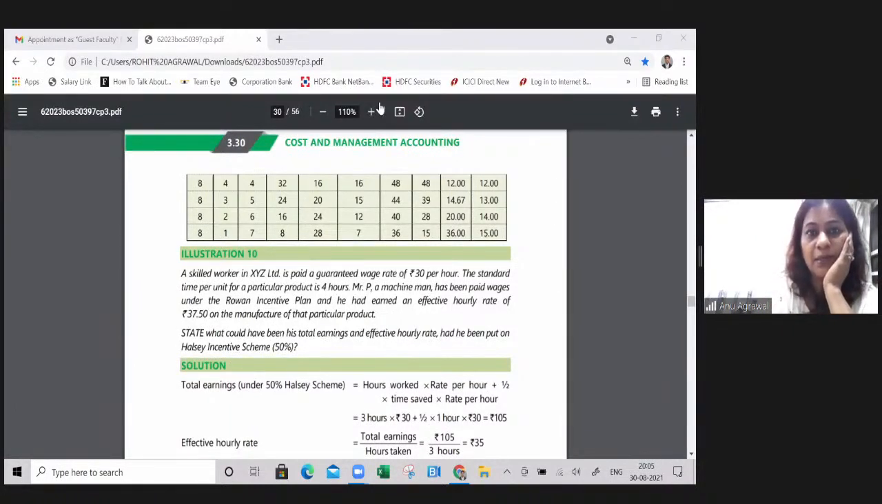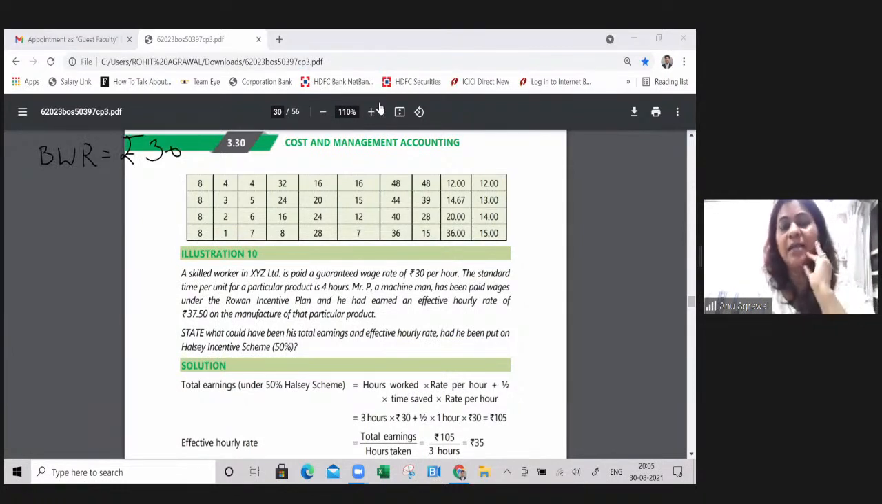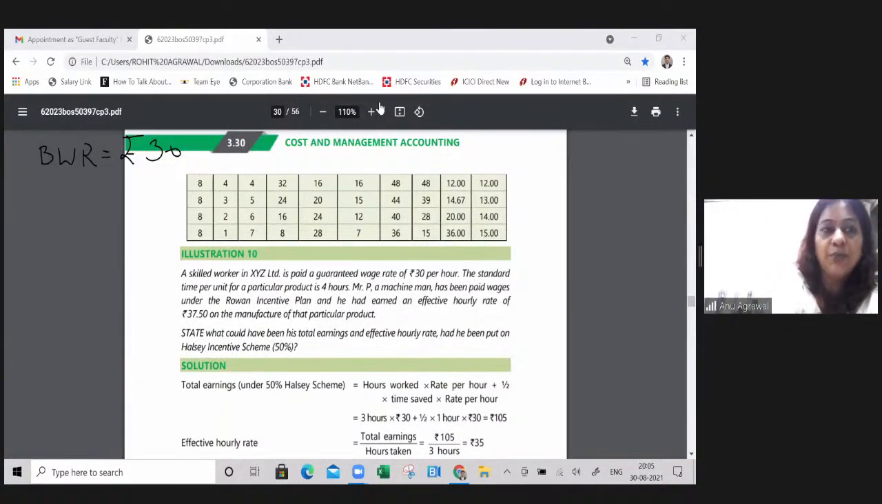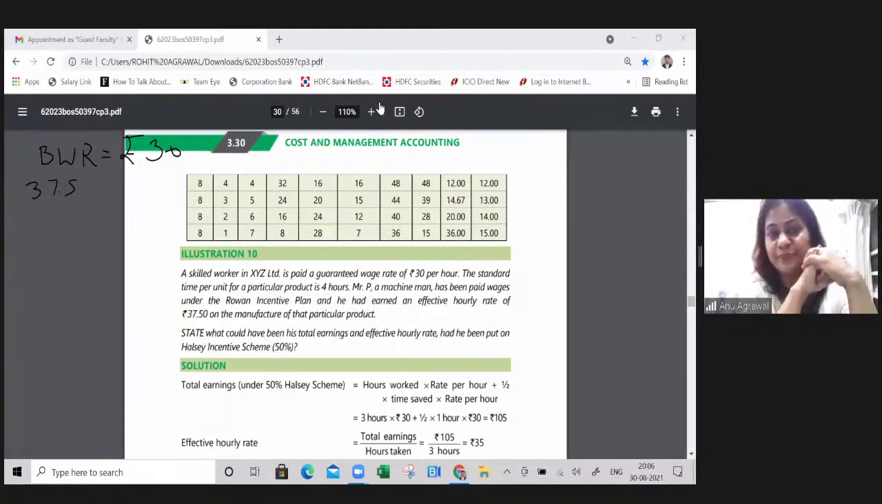A skilled worker in XYZ is guaranteed a wage rate of 30 per hour, right? So his basic wage rate, Shivani, is rupees 30, right? The standard time for a product is 4 hours. P, a machine man, has been paid wages under row 1 and he has earned an effective wage rate. What is effective wage rate? Effective wage rate means his total wages divided by actual hours, which is 37.5 as per row 1.